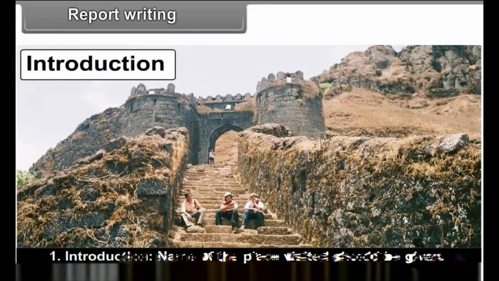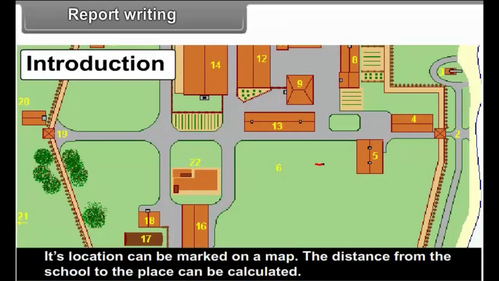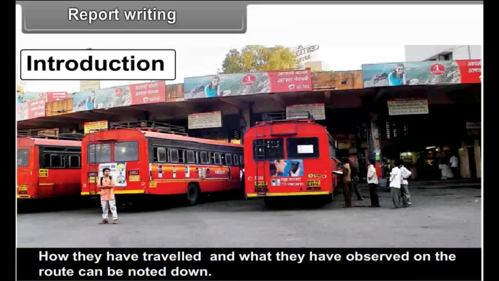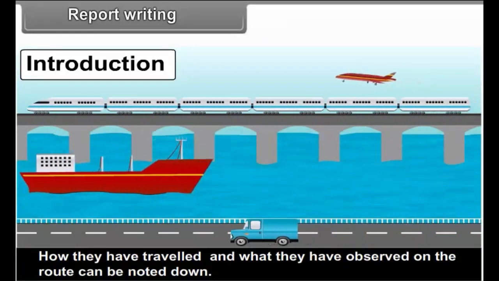1. Introduction. Name of the place visited should be given. Its location can be marked on a map. The distance from the school to the place can be calculated. How they have travelled and what they have observed on the route can be noted down.